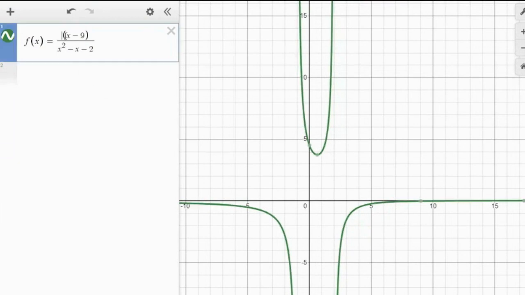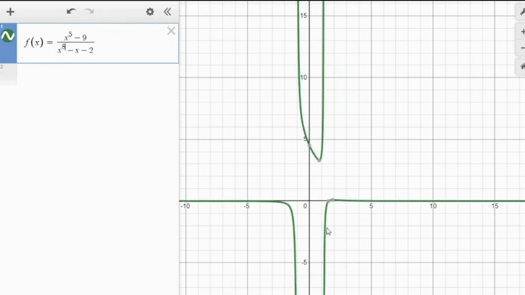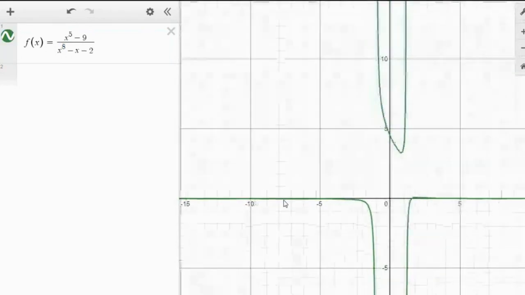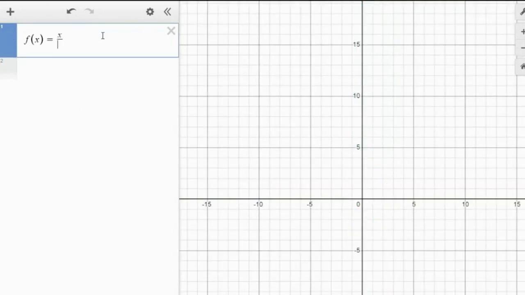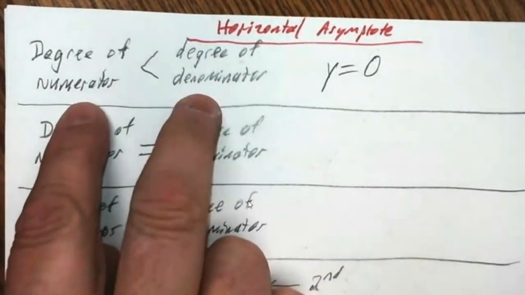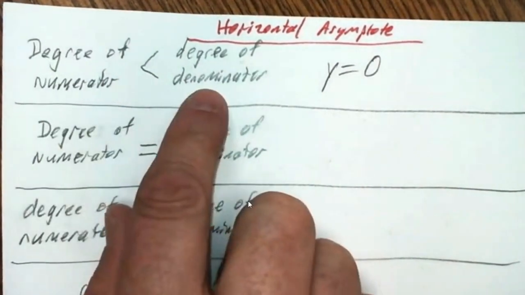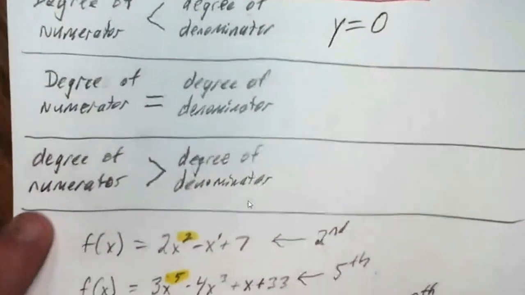Let's change this. Let's change the top to be x to the 5th, and the bottom to be x to the 8th. Still, we've got that asymptote at y equals 0. Let's just change it to x divided by x squared. There's the asymptote at y equals 0. It does not matter what the degrees are, but if this one's smaller than that one, it's always going to have an asymptote at y equals 0. All right, let's talk about the other case.